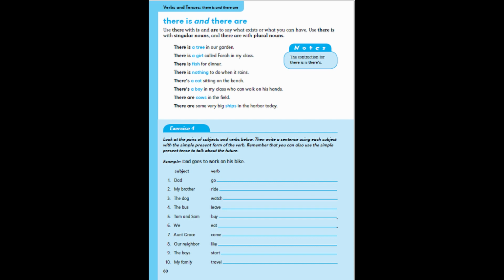Now, we've done this exercise in class before, just in the form of fill in the blanks and other things, so I don't think this should be much of an issue for you guys. So the example is Dad go, and you'll have to make the sentence Dad goes to work on his bike. Now, you can also be creative as long as you're grammatically correct. So remember that you can also use the simple present tense to talk about the future as long as that conversation is happening in the present. All right. So make sure the tenses are in agreement there.